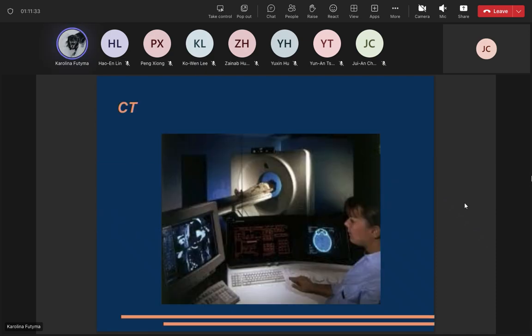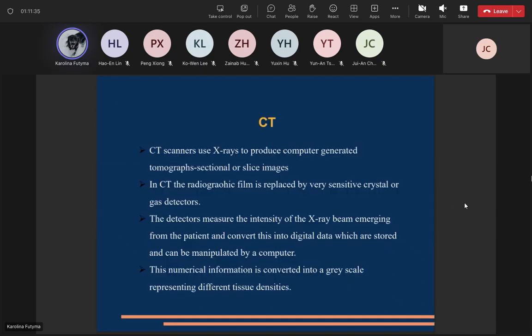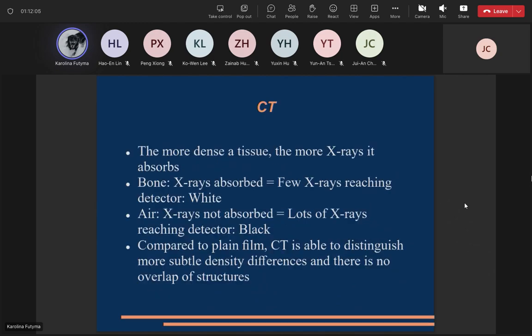We are starting with the computer tomography. CT scanners use X-rays to produce computer-generated tomographic sectional or slice images. In CT, the radiographic film is replaced by very sensitive crystal or gas detectors. The detectors measure the intensity of the X-ray beam emerging from the patient and convert this into digital data, which are stored and can be manipulated by the computer. And of course, this numerical information is converted into the grayscale representing different tissue densities.